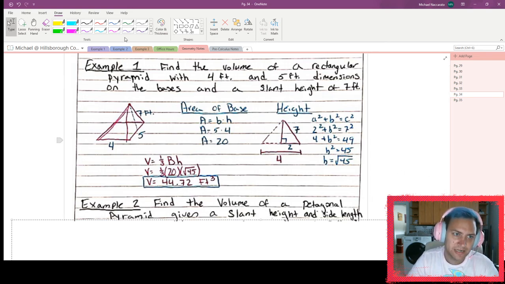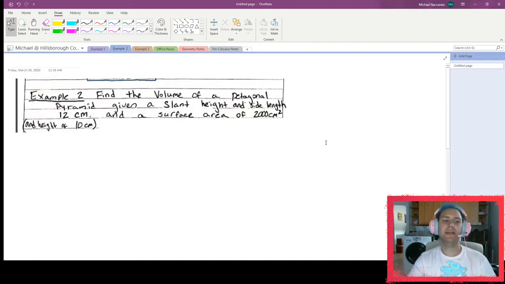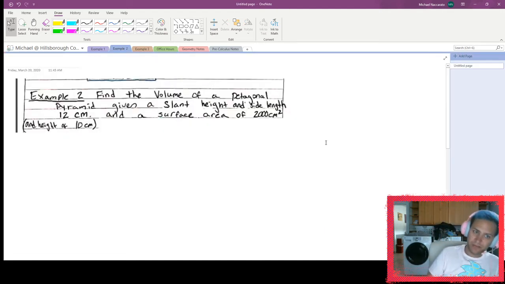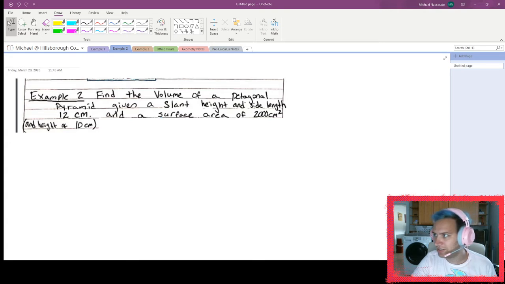But that is how we found that. Example 2 is find the volume of a pentagonal pyramid given a slant height of and a side length of 12 centimeters and a surface area of 2,000 centimeters squared, and then the height is 10 centimeters. I had to add that at the end because I realized I didn't give enough information.